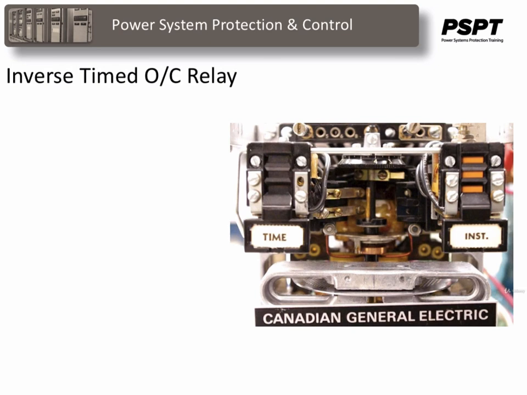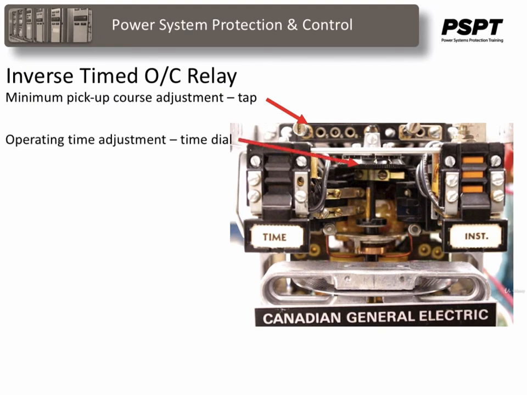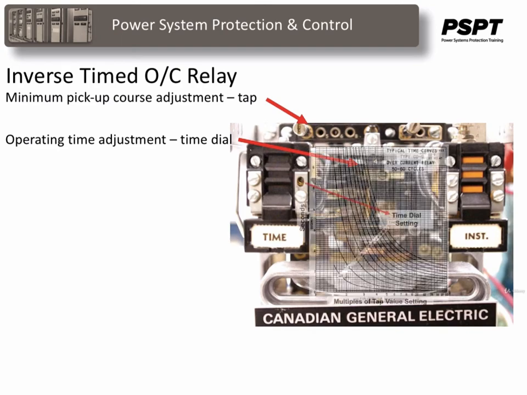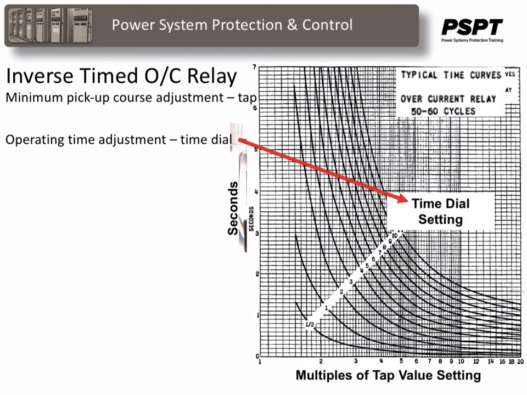This is the GE inverse timed overcurrent relay. The adjustable setting variables are the tap setting, which is a screw adjustment along the top of the relay here. The time dial setting is here. It's a continuous setting. This shows a family of inverse time curves for the relay. A curve is shown for each numerical setting on the time dial scale. Any intermediate curves can be obtained by interpolation since the adjustment of the dial is continuous.